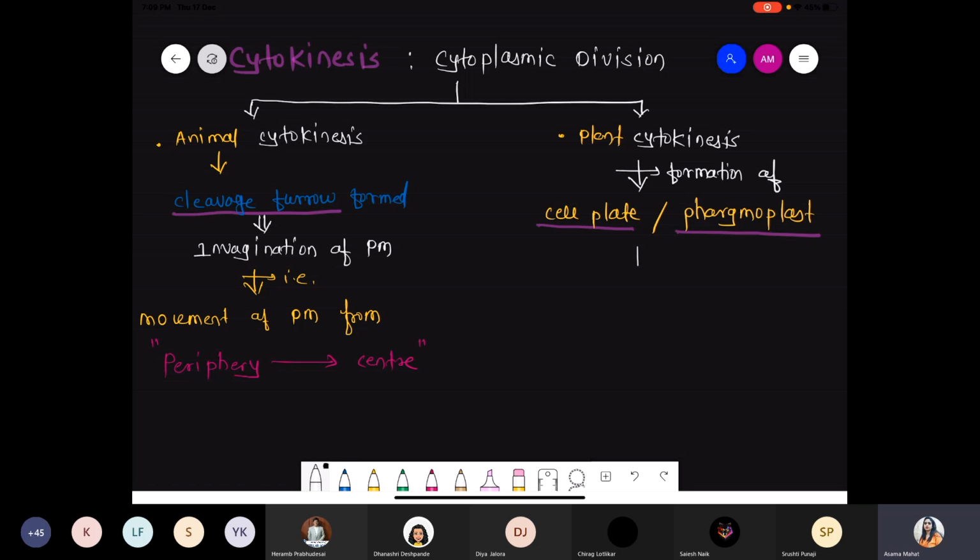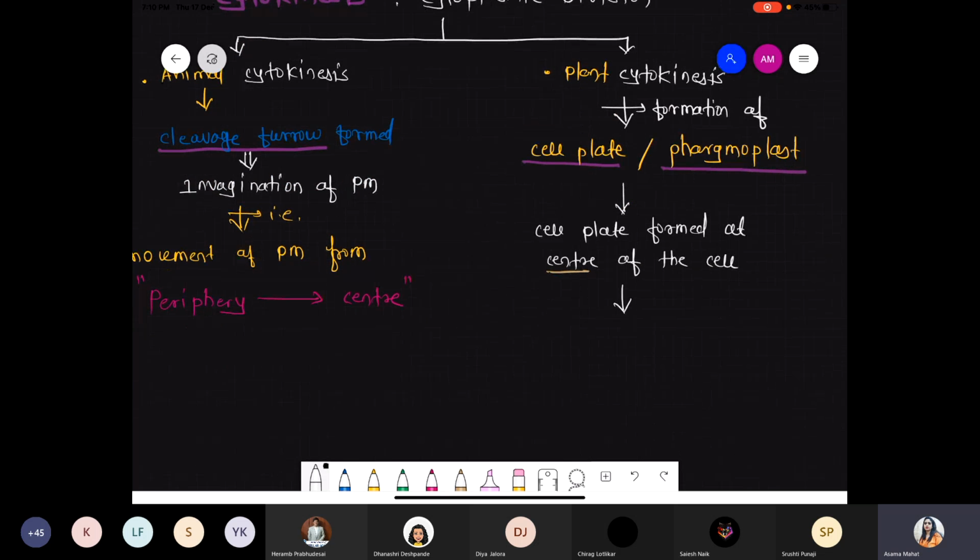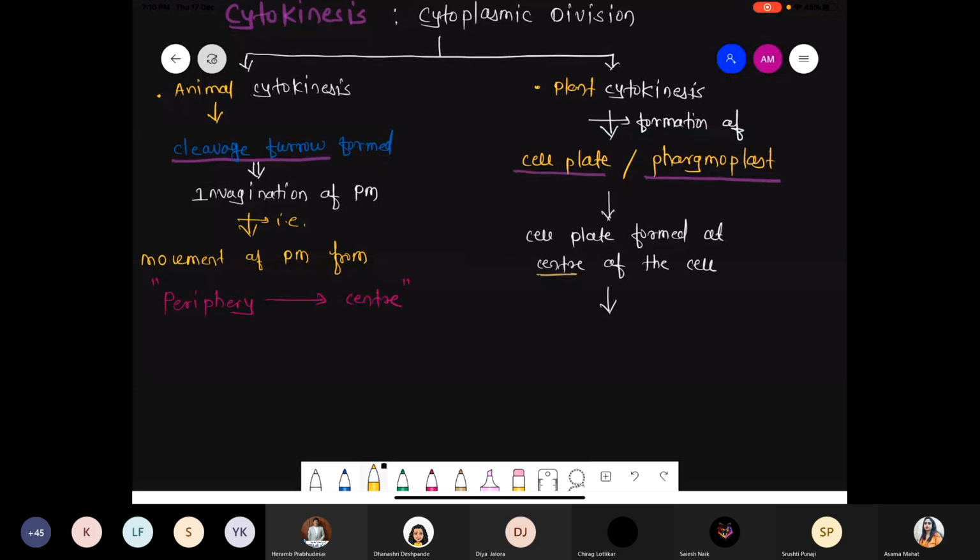Now, when we are talking about such a division, the cell plate forms at the center of the cell. This cell plate forms at the center of the cell, and now such a plate shows elongation from center to periphery.